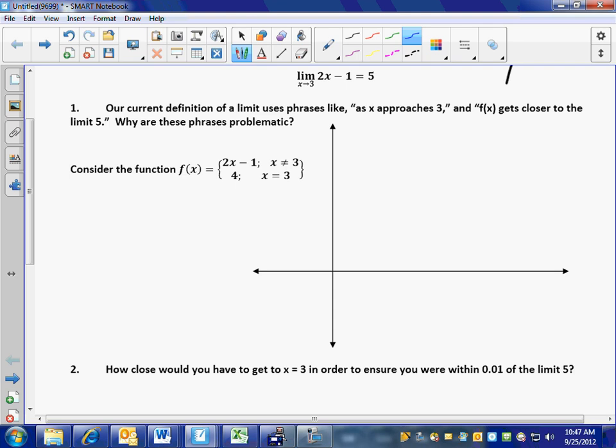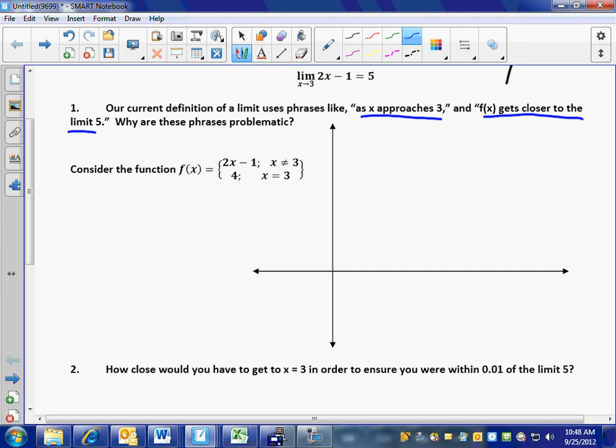Our current definition of a limit uses phrases like "as x approaches" and "f of x gets closer to the limit." The question is, why are these phrases problematic? We use these type of words. Anybody see a problem with that? We say as x gets closer to 3, the function gets closer to 5. And then we actually plugged in values, didn't we? We could plug in a value, right? What's a value close to 3 that you could plug in?